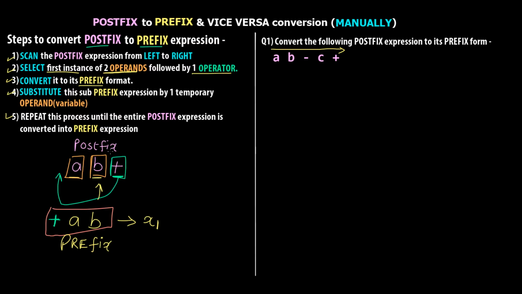The postfix expression usually will be larger than this, right? So in this example also you can see we have 3 operands over here, A, B and C, and 2 operators. So this entire process has to happen multiple times so that we get the appropriate prefix format from this postfix expression.